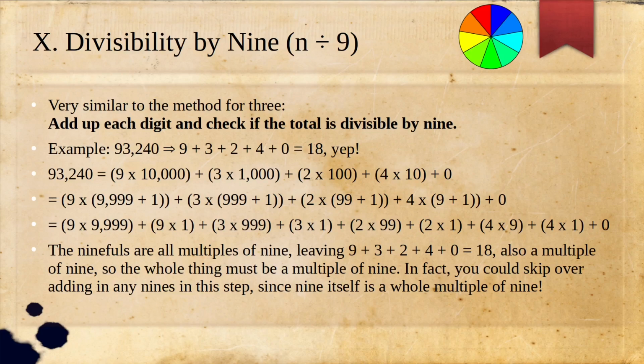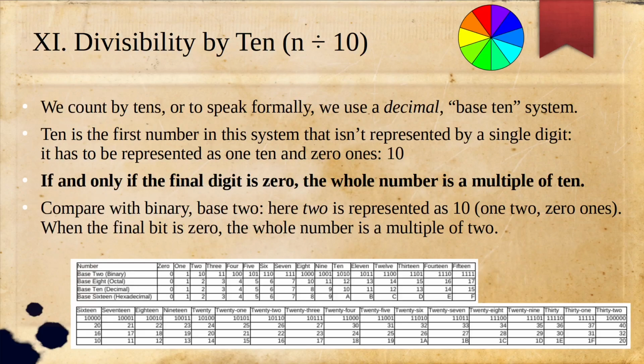plus 0. We put aside the known to be a multiple of 9 nine-taculars, and then we just need to reckon with all of those times on the plus 1's and the 1's digit itself. 9 plus 3 plus 2 plus 4 plus 0 equals 18, which is a multiple of 9. So the whole dang thing must be a multiple of 9. In fact, you don't even have to add in any 9's at this step because they themselves are whole multiples of 9.